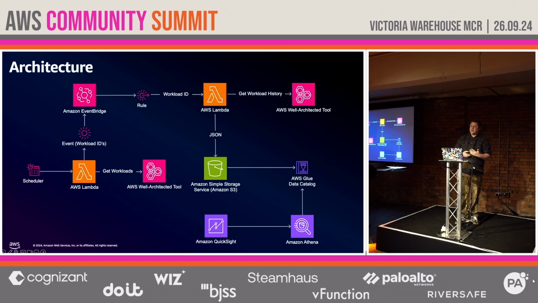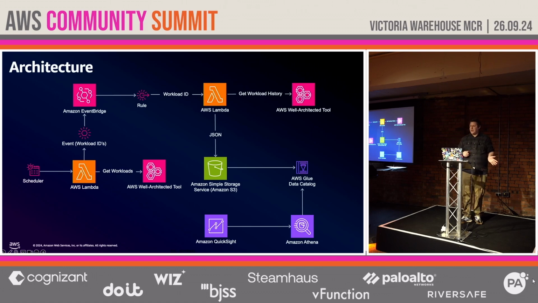Those IDs are added to EventBridge, and then another Lambda function gets executed to get the full history of that corresponding workload. Each workload can have multiple milestones, which is that point-in-time snapshot of the state of the workload. Each milestone will include one or more lenses. Each lens has one or more pillars, and each pillar has one or more questions with associated responses, which generate that overall level of risk.